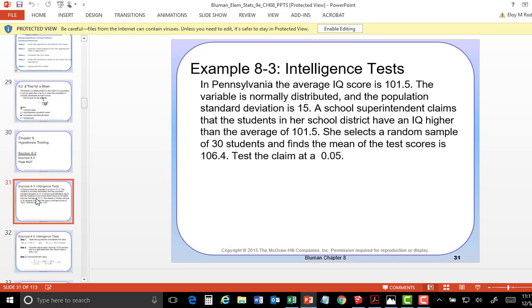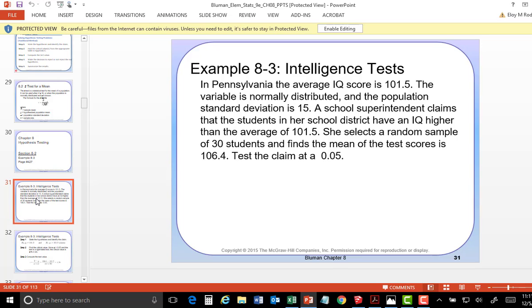In Pennsylvania, the average IQ is 101.5, which is normally distributed in a population distribution, with a standard deviation of 0.15. So they're giving the standard deviation. The school superintendent claims that students in her school district have an IQ higher than that. So that's a claim. This person says our district is higher than average. Okay? So normally you're going to put your claim where? Not in the null, but in the alternative. All right? So let's try it.